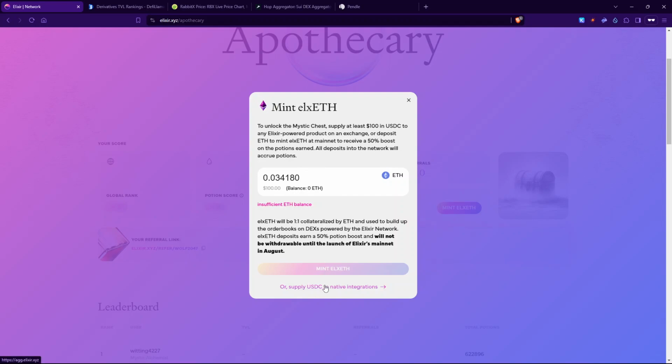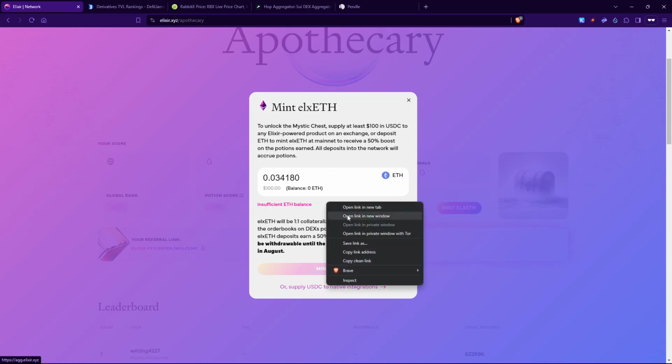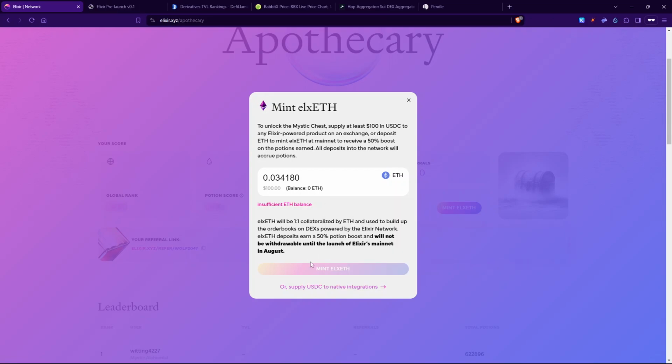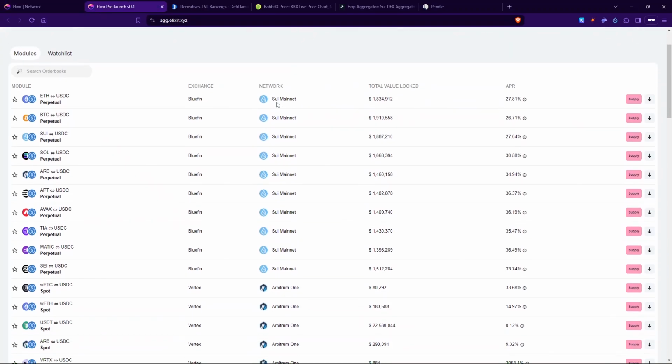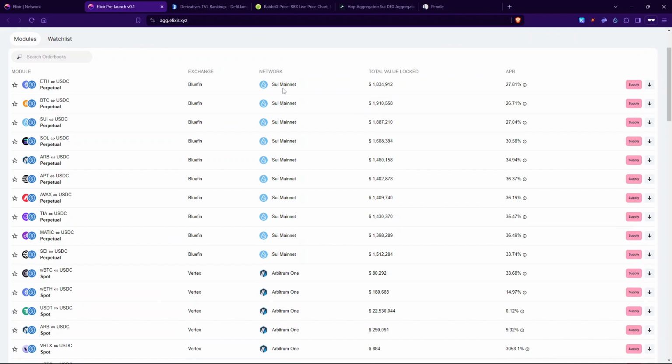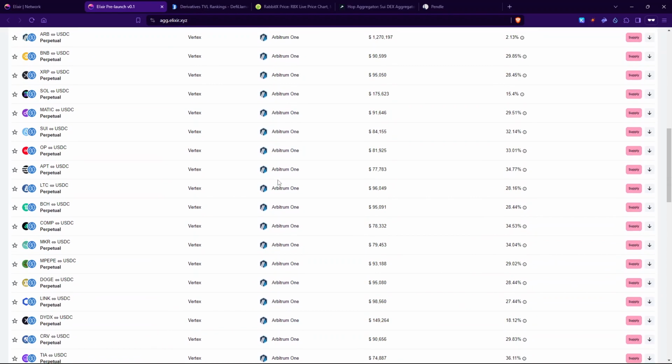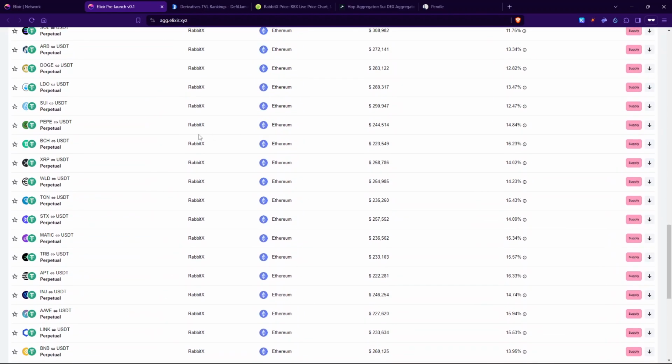The second way is using the USDC. You can provide USDC directly to these exchanges. I've just opened this in a new tab. So as you can see, you can provide on different networks. You can provide on Sui, Arbitrum, and also Ethereum. On Ethereum it is RabbitX.